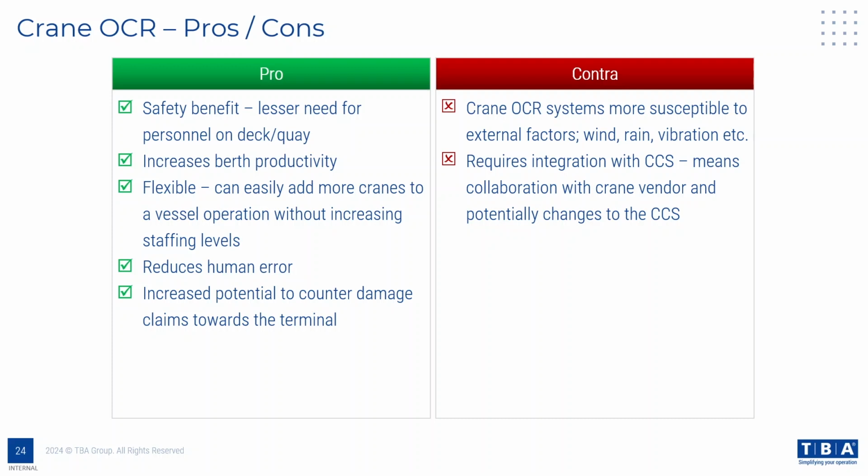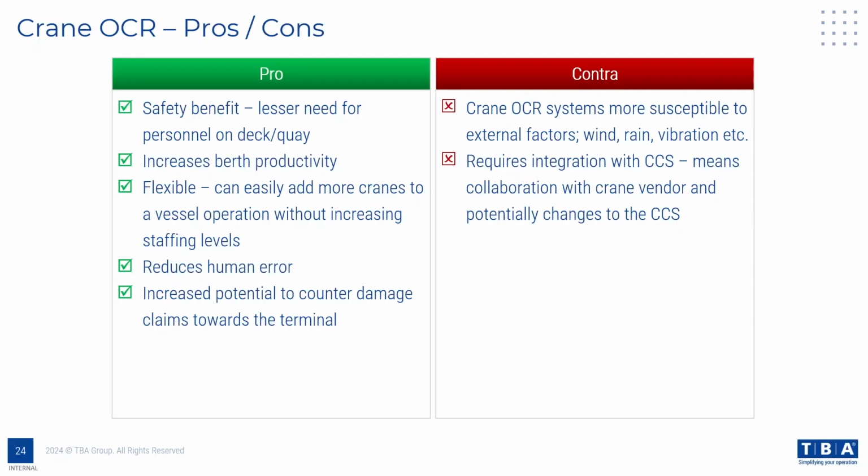So just looking at the pros and cons, I think one of the biggest benefits of implementing such a system here is safety. Once you introduce this automation layer on the key, you're immediately removing the need to have a person down, either on the vessel as a deckman or on the key, tallying containers on and off. Productivity will increase, flexibility as well. So if you want to move more cranes onto a vessel, for instance, during an operation, you can do that without putting an extra tallyman on.